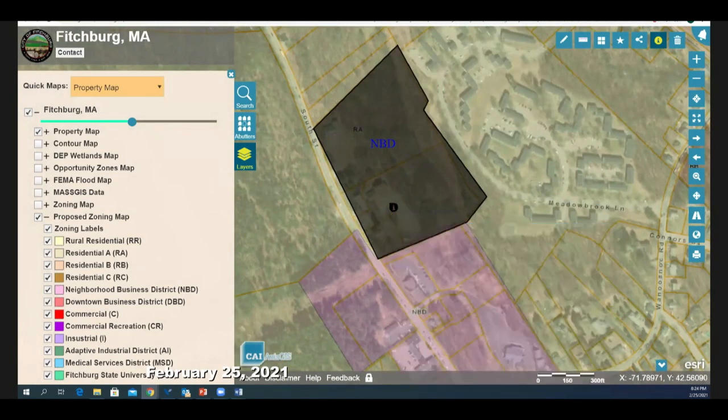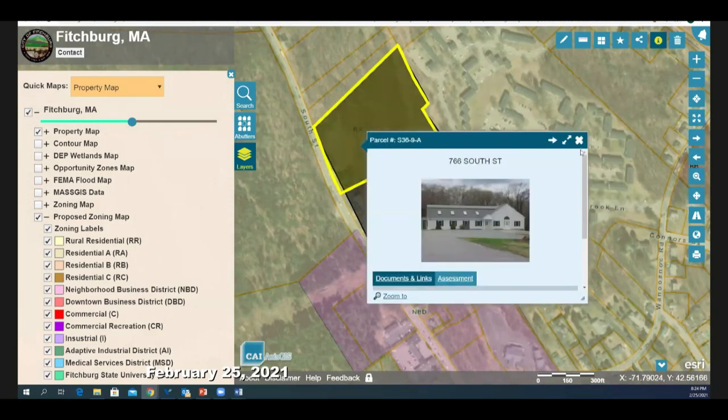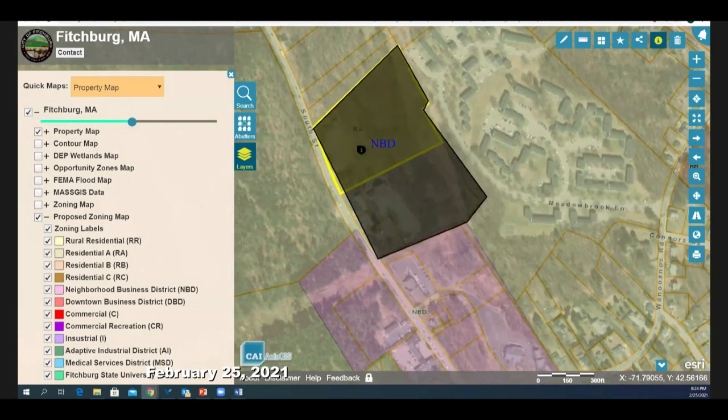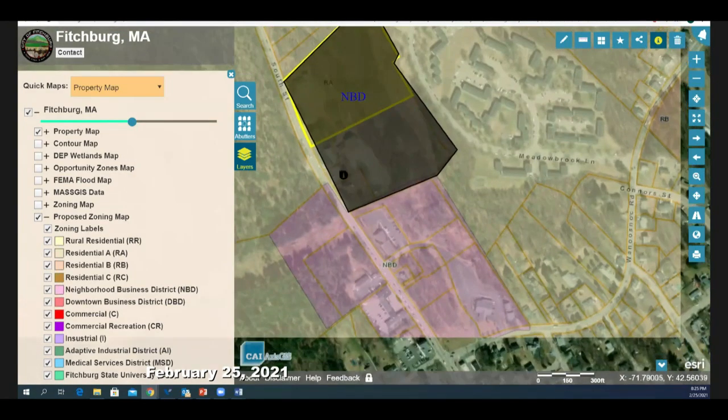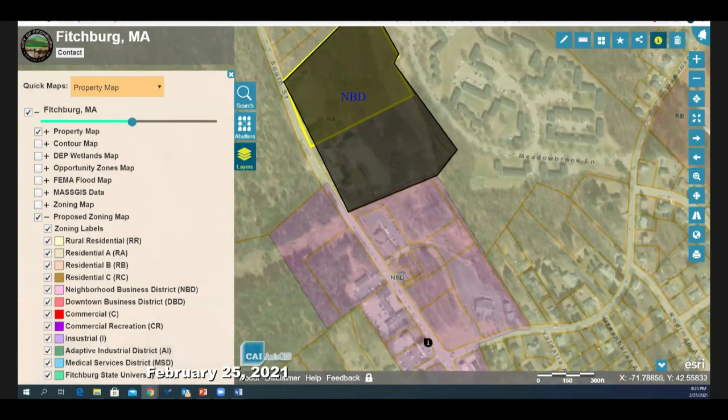So you have a vacant plot of land and a couple properties. There's a church that could conceivably be a business use in the future, so they're proposed to change to neighborhood business district from residential, from RA. And again, corresponding with the MBD along the rest of that corridor.